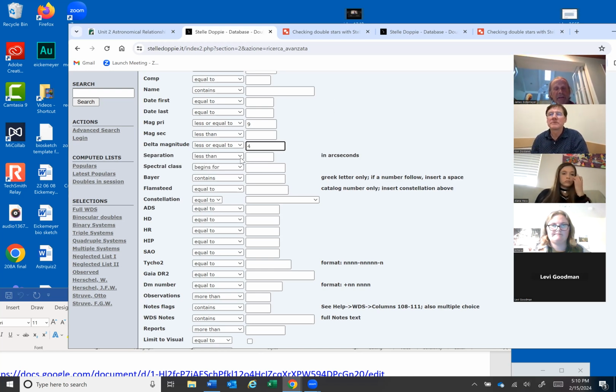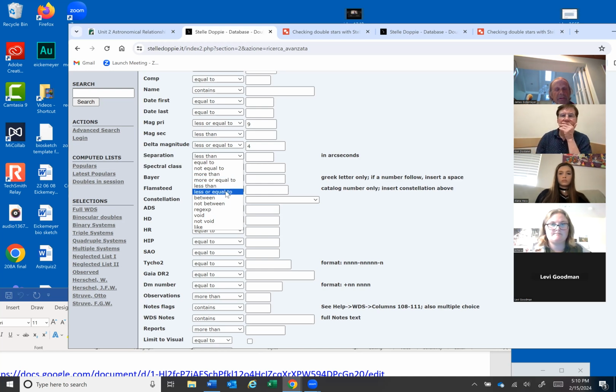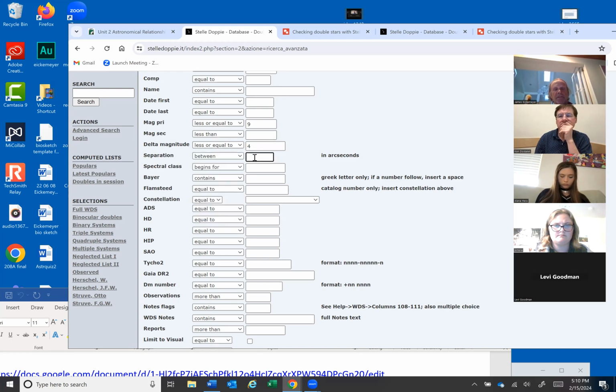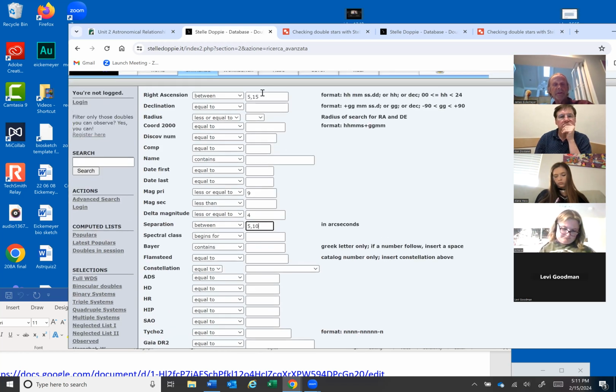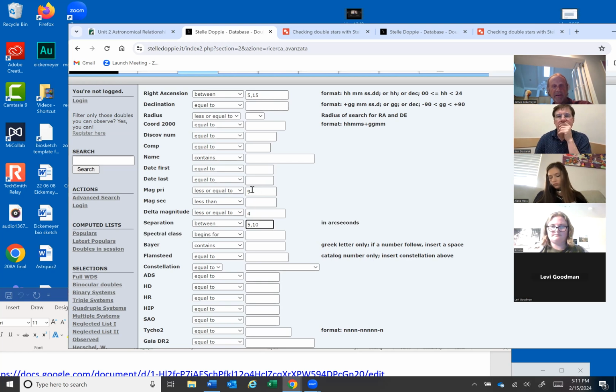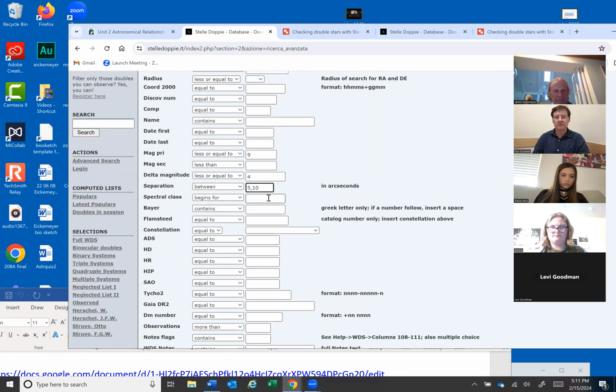And then the separation, we're going to want this in arc seconds. And so you're going to want this to be between 5 and 10. So what we can do here is do a 5, comma, 10. So you want that comma anytime that you're entering in 2 numbers. Like for a between here for right ascension, we did 5, comma, 15. And so that means anything between 5 and 15. And here this is anything between 5 and 10.